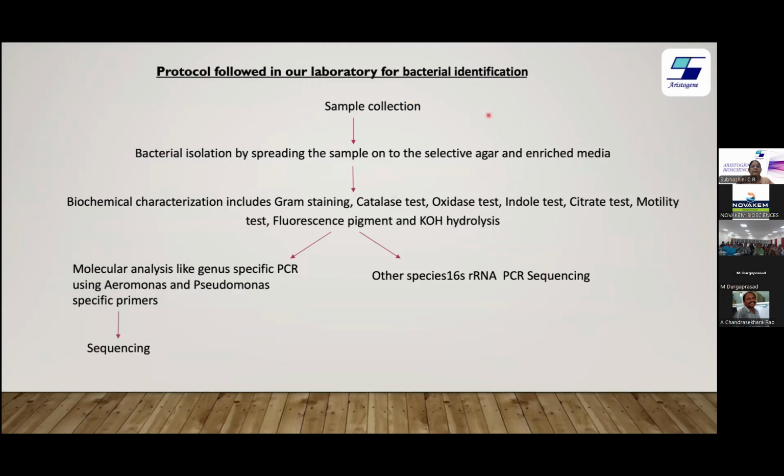So in our laboratory, we collect the samples, we isolate the bacteria in selective agar, followed by enriched media. Then we do all the biochemical characteristics which I discussed, like gram staining, catalase, oxidase, indole, citrate, motility, fluorescent pigment, and potassium hydroxide analysis. Once we know that it is close to what we are looking for, we go for genus-specific PCR. If it amplifies by PCR, we go for sequencing. Once we have the bacteria identified and typed, we preserve them by lyophilization.